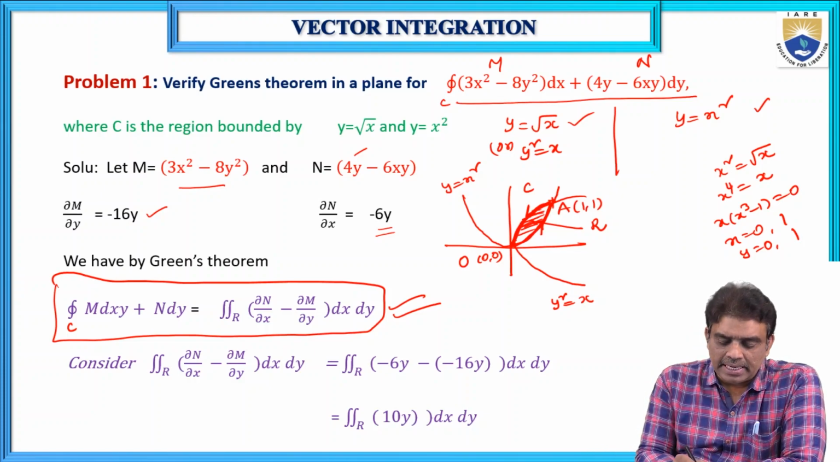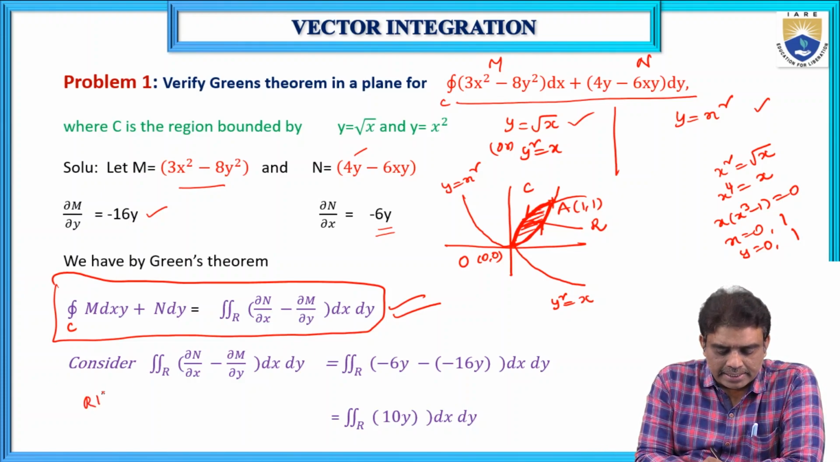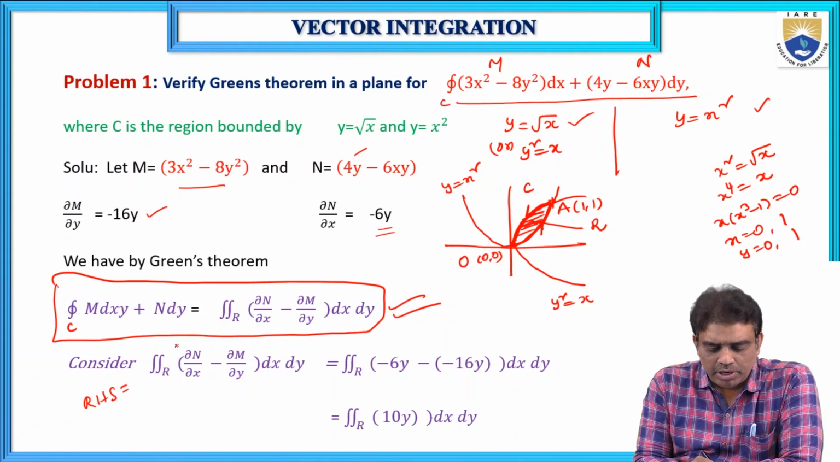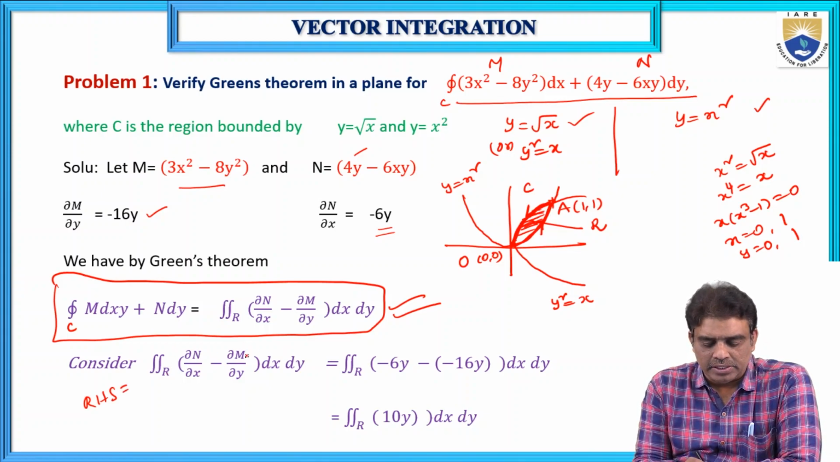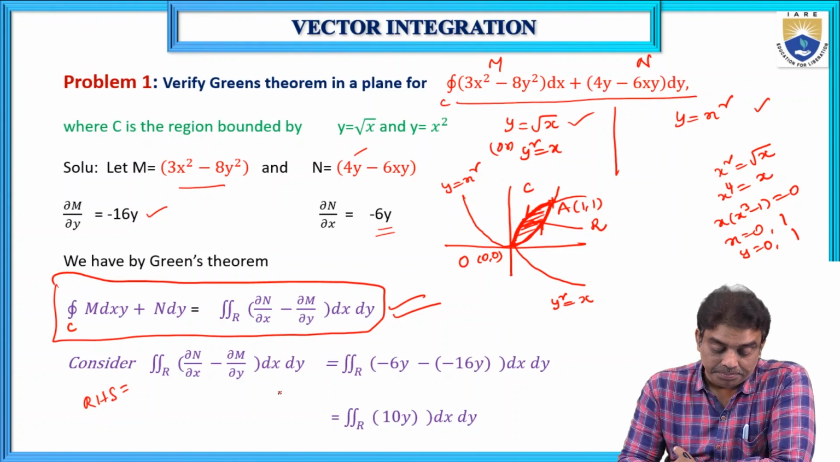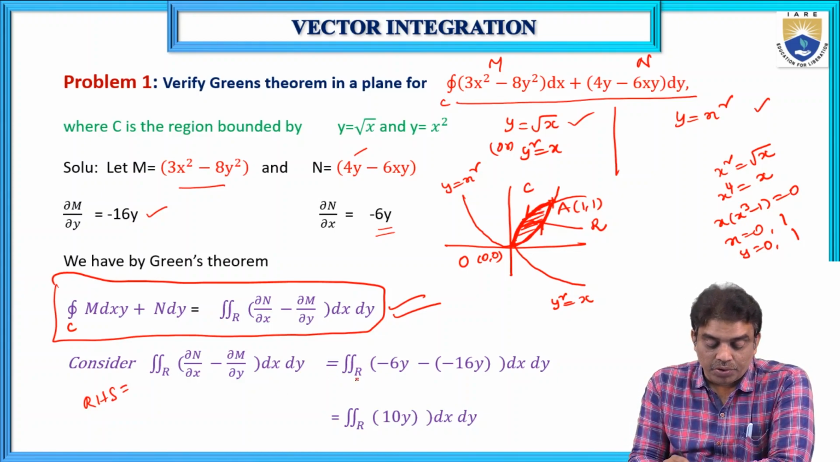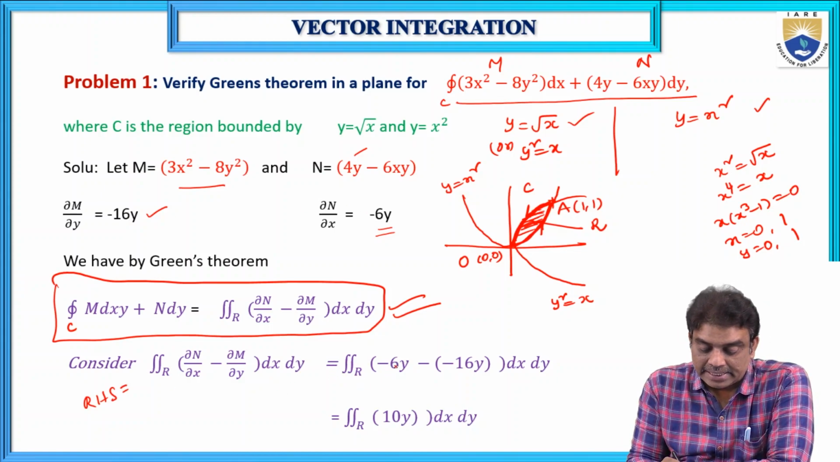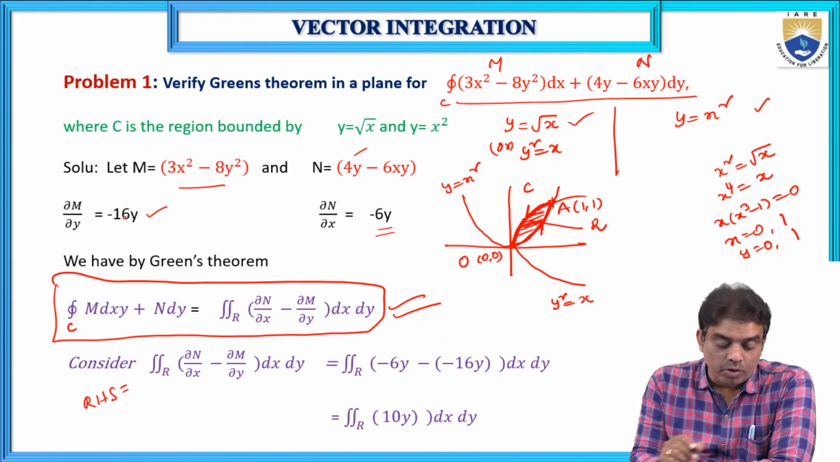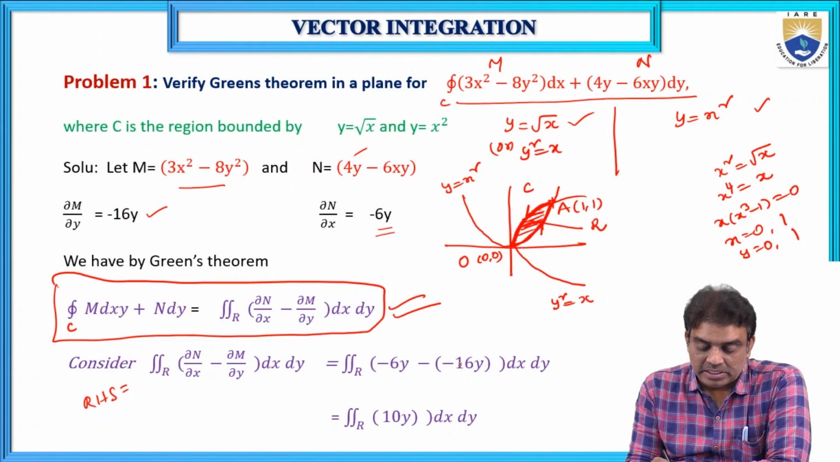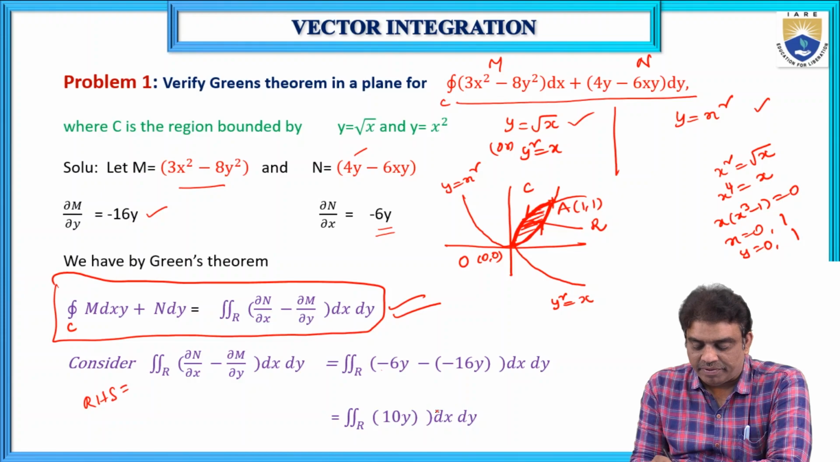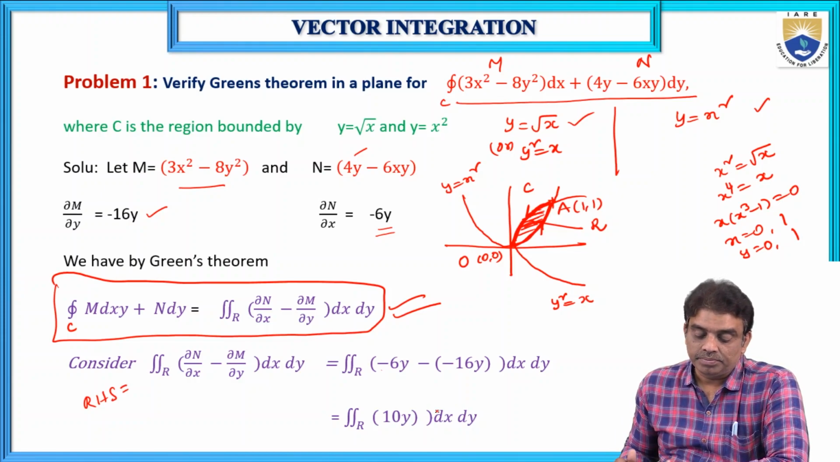So now I am considering the RHS part. What is RHS? Double integral over R of ∂N/∂x minus ∂M/∂y dx dy. What is ∂N/∂x? Minus 6y. ∂M/∂y is also already calculated, minus 16y. So minus 16y minus of, that means plus 16y, minus 6y, that is 10y dx dy.